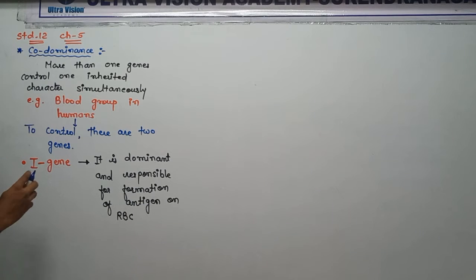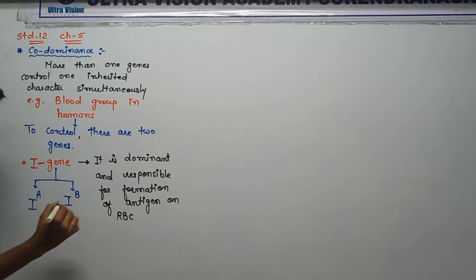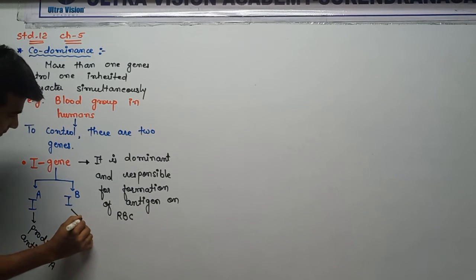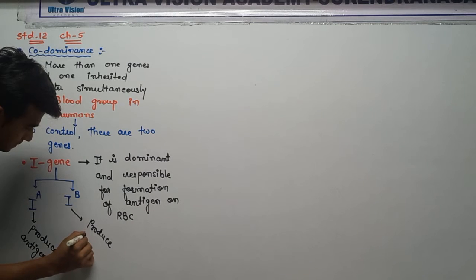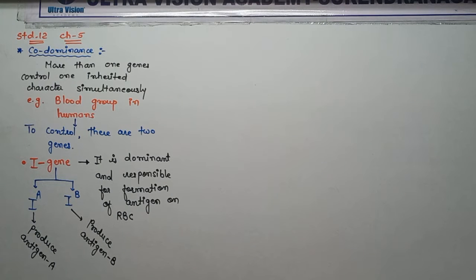So here the capital I gene is of two types. You know that two types of antigens are there, antigen A and antigen B. Capital IA is responsible for formation of antigen A, and IB produces antigen B. So here two genes are there, capital IA and capital IB, and both are dominant.